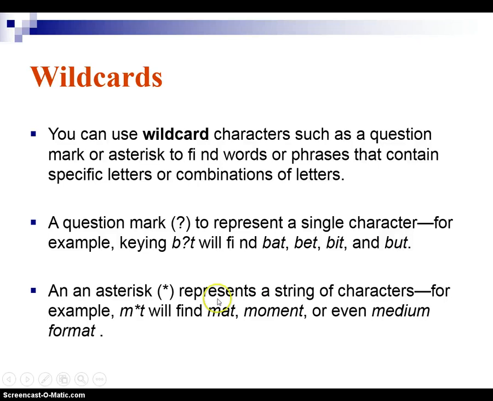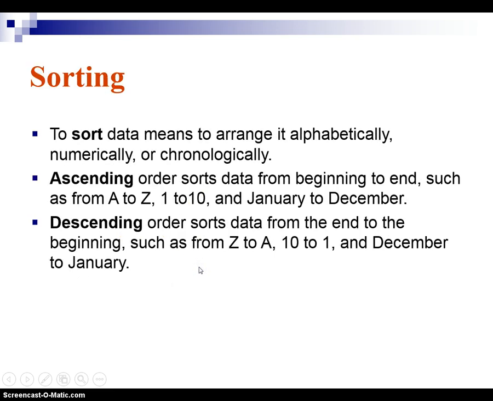But if you use an asterisk in between them, it can, when it says a string of characters, that means multiple characters. So if M asterisk T, that means you could find Matt, which is just one letter, but you could also find moment, which are many different characters in between them. So that is the difference between an asterisk and using a question mark when we're dealing with wildcards.